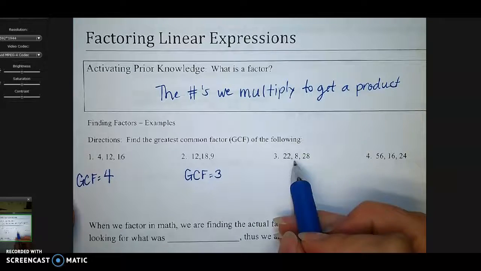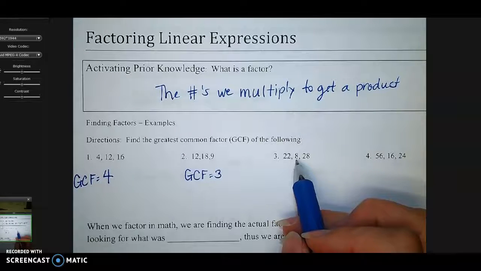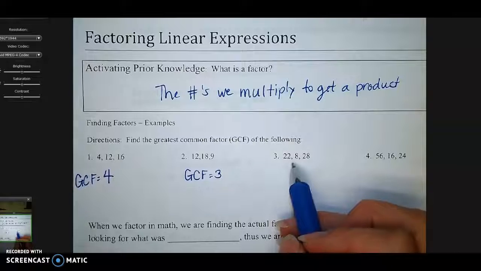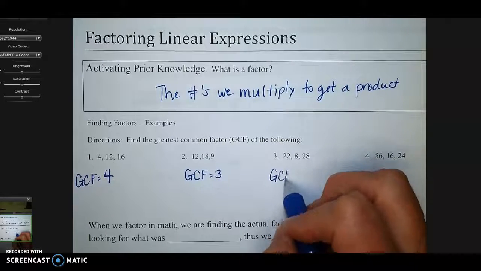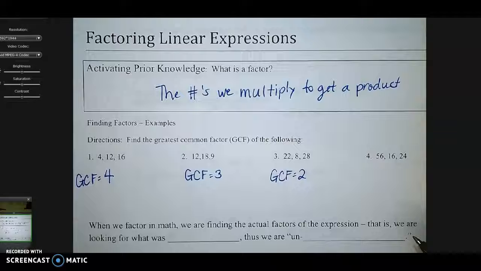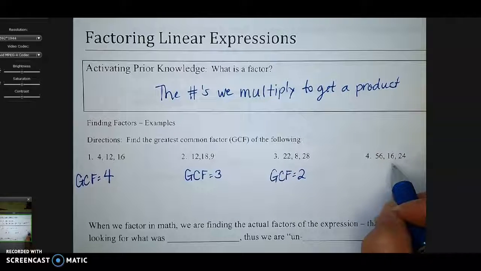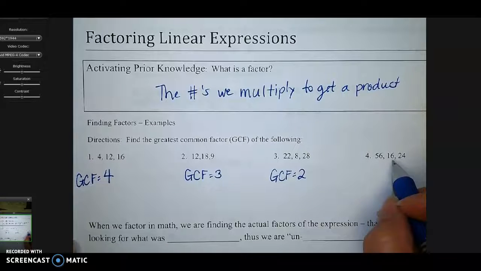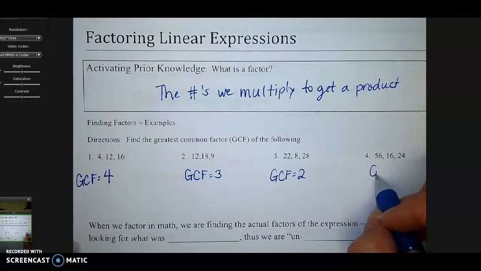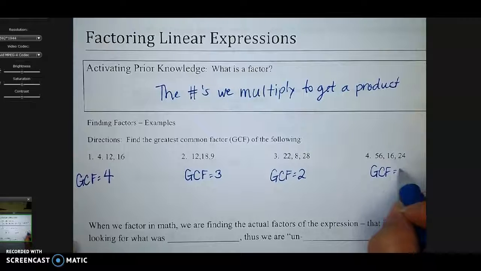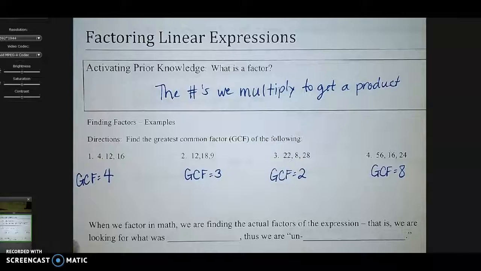This next one, 8 does not go into either one of those, so it's not 8, and I'm thinking, oh, factors of 8. 4 works for 28, but not 22, but definitely they are all even, so I know 2 works, and in fact is the greatest common factor here. 16 doesn't work. Then I start thinking of the factors of 16, and 8 does work. 16 is not a factor of 24, but 8 is. 56 divided by 8 is 7. 16 divided by 8 is 2, and 24 divided by 8 is 3.